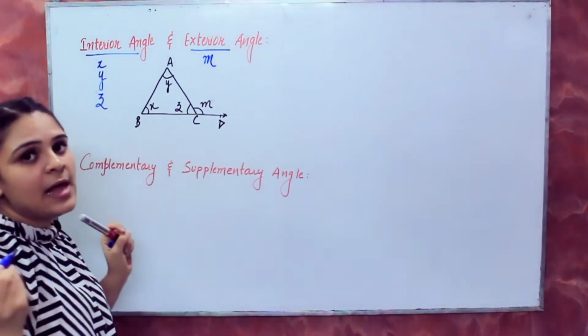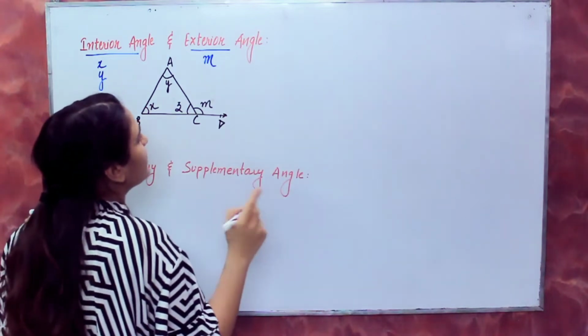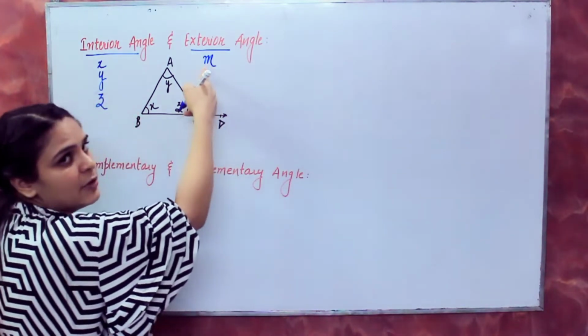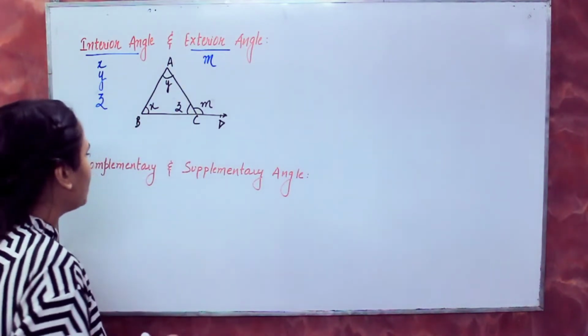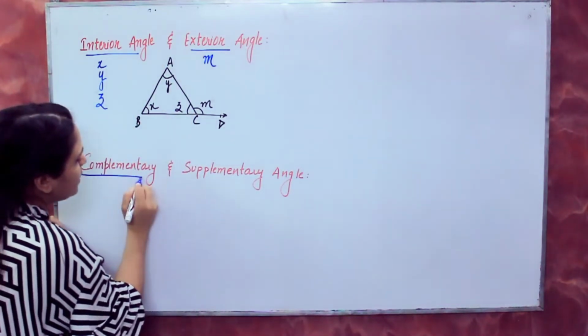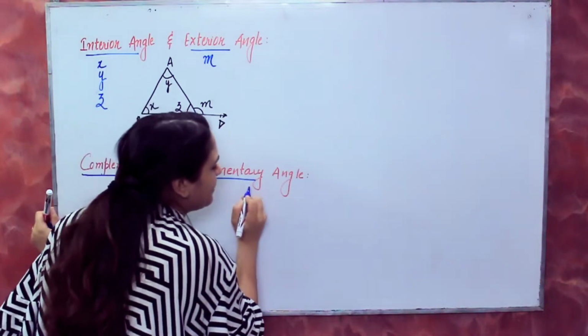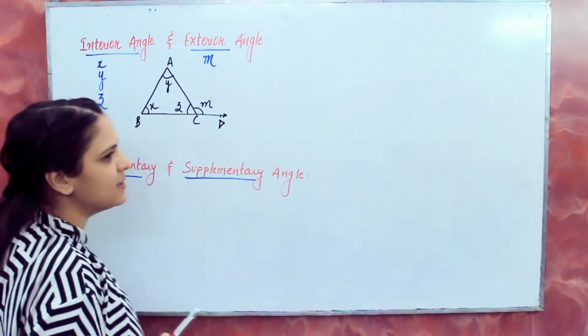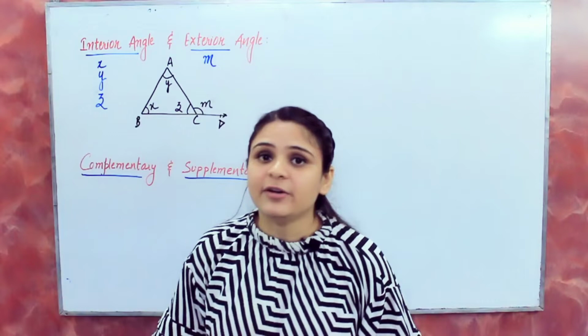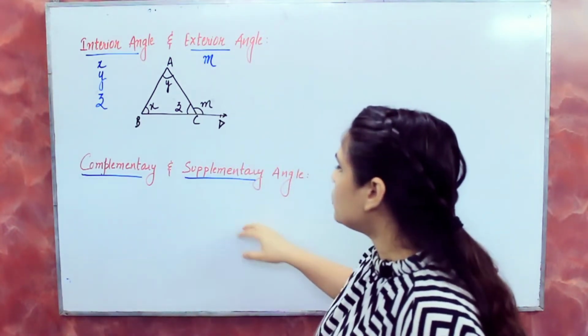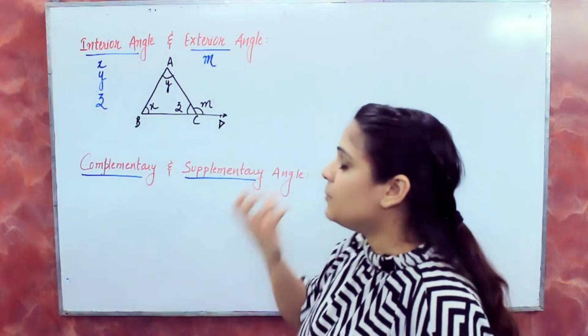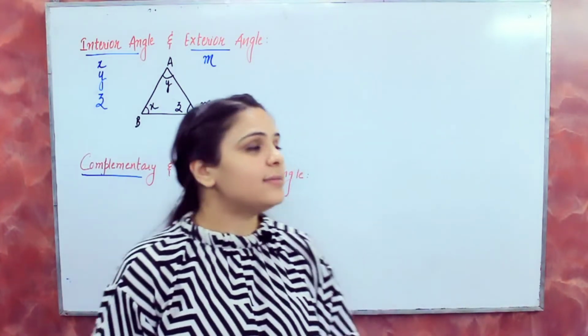That's very simple. And remember, you have to represent an angle with a small letter, whereas when you have to represent a vertex, use a capital letter. Okay. Now what are complementary and supplementary angles? Two angles are said to be complementary when the sum is equal to 90 degrees, whereas two angles whose sum is equal to 180 degrees are known as supplementary.